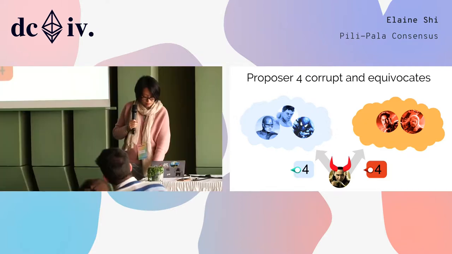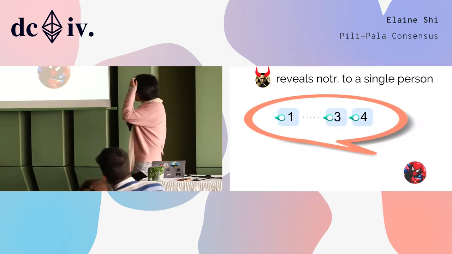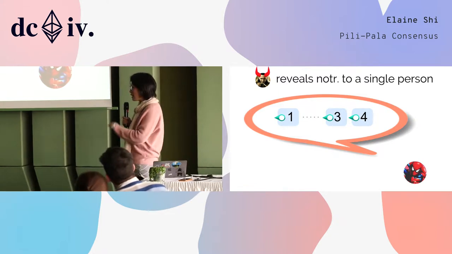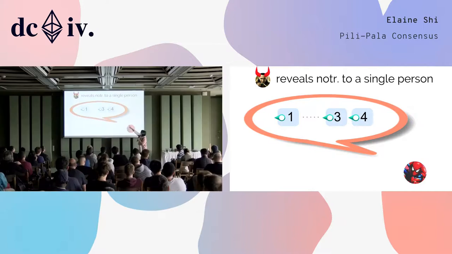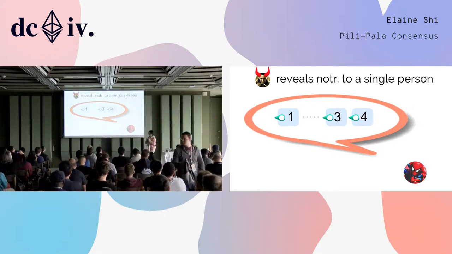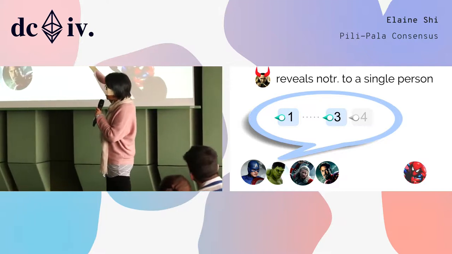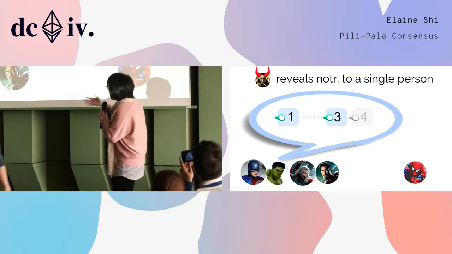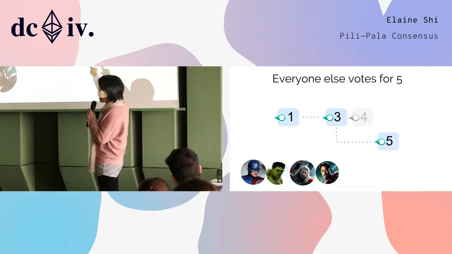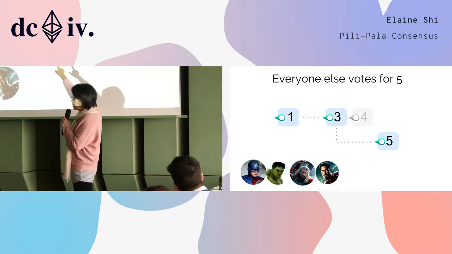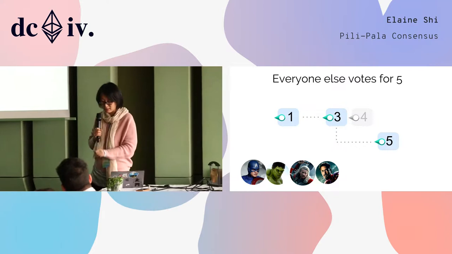So concretely, this is the only guy who knows a notarization for the blue block, and he's going to exploit this advantage in the following way. At some instant, the bad guy chooses one victim, in this case Spider-Man, and tells Spider-Man a notarization for the fourth block. But at the same instant, everyone else hasn't seen a notarization for 4 yet. They've only seen notarization for the prefix up to 3. So now these guys are going to vote for block 5. Because the fifth proposer is honest and hasn't seen a notarization for 4 yet, he's going to build this block from 3, and then this block can gain notarization in this very instant.